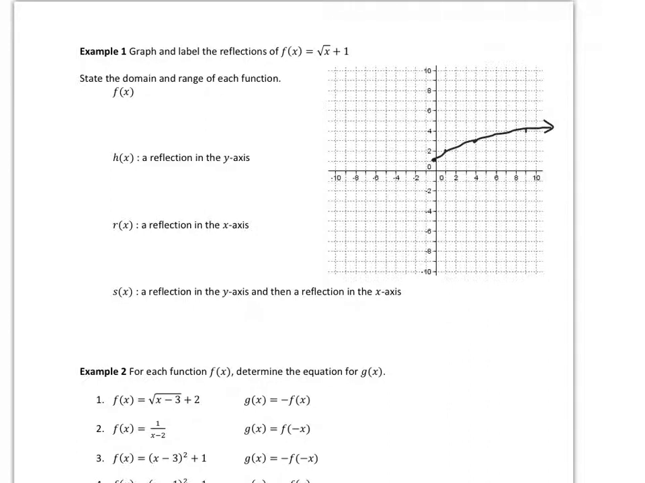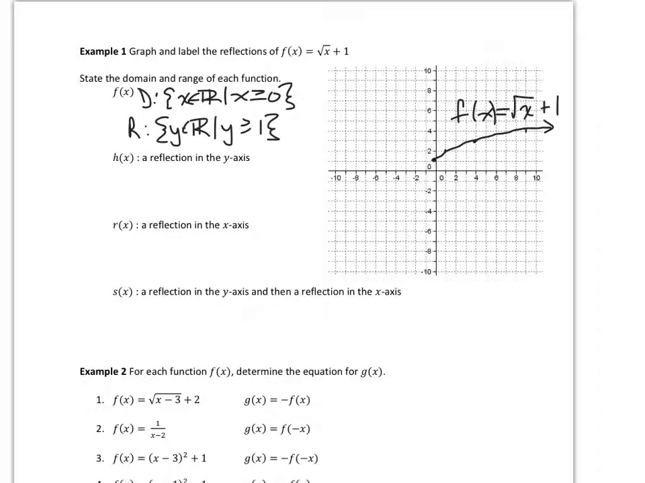So here is the parent graph in this case. So there's our domain and range for that function. X has got to be greater than or equal to 0, and y has to be greater than or equal to 1. So let's look at a reflection in the y-axis. Okay, so if h of x is a reflection in the y-axis, it means that h of x is equal to f of negative x. So the reflection in the y-axis means we're going to flip the graph that way to reflect it across the y-axis. So there's our reflected across the y-axis graph.